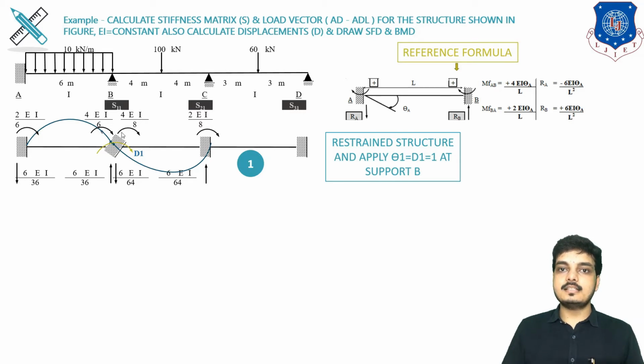Now next, similarly for span BC, at B where I have applied my unity theta, it will be 4EI upon L, where L is my 8 meter, and at the opposite end it will be 2EI upon L, where L is 8 meter.